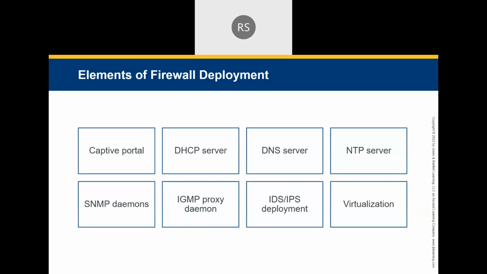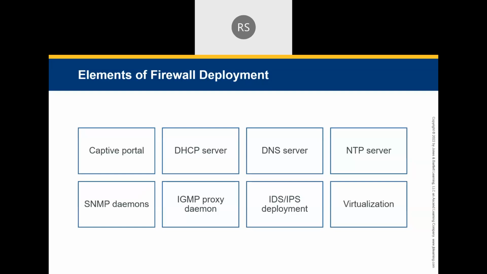The DNS server resolves domain names to IP addresses. It facilitates communications between those devices using human-readable domain names. An NTP server synchronizes system clocks across devices in the network. This ensures accurate timekeeping for various operations. The SNMP daemons, this enables network monitoring, allows administrators to collect information about devices, their performance, and the status.